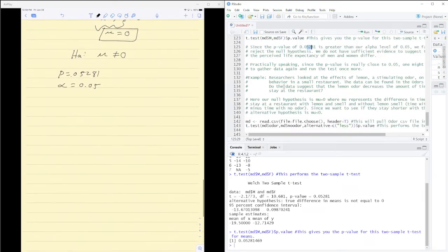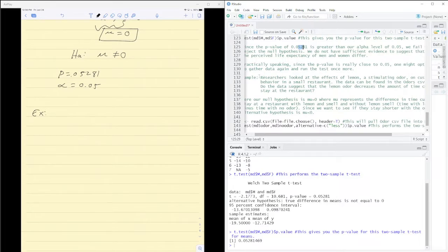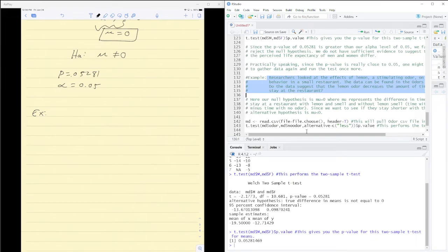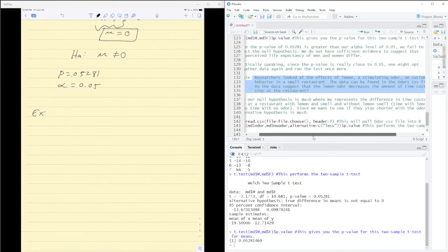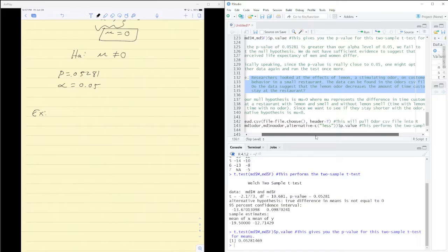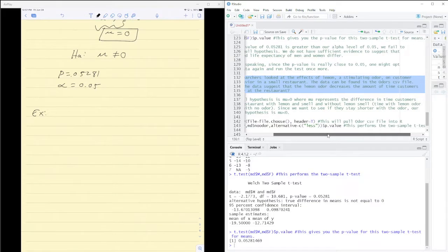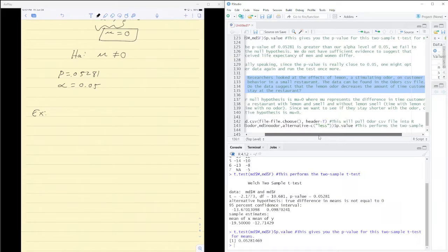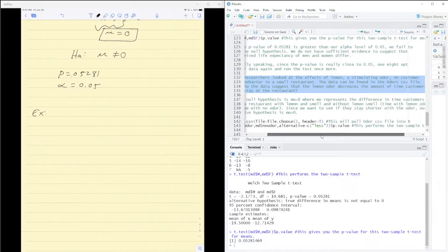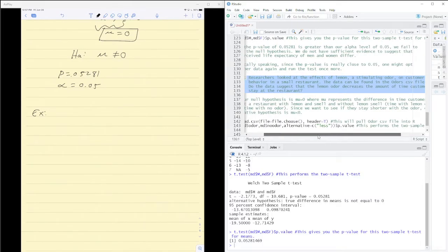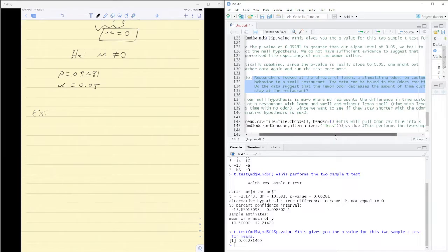Next one, and I believe this is our last one. Researchers looked at the effect of lemon, a stimulating odor, on customer behavior in a small restaurant. The data can be found in the odors CSV file. Do the data suggest lemon odor decreases the amount of time customers stay at a restaurant? So it's not just does it change the amount of time, but does it decrease the amount of time?